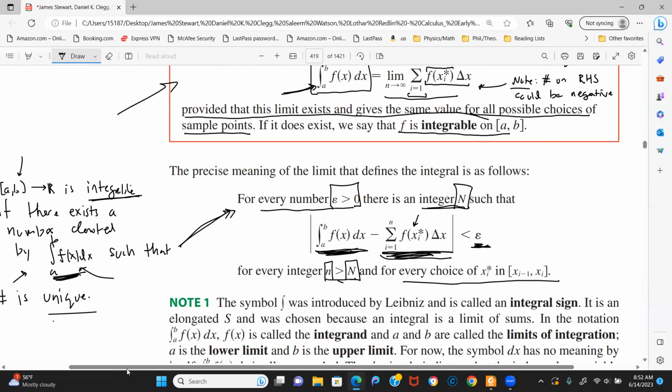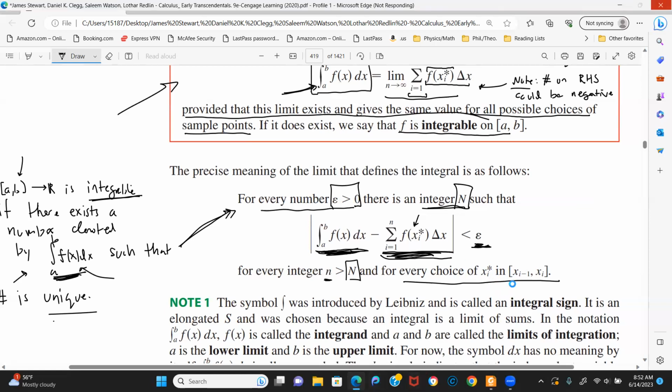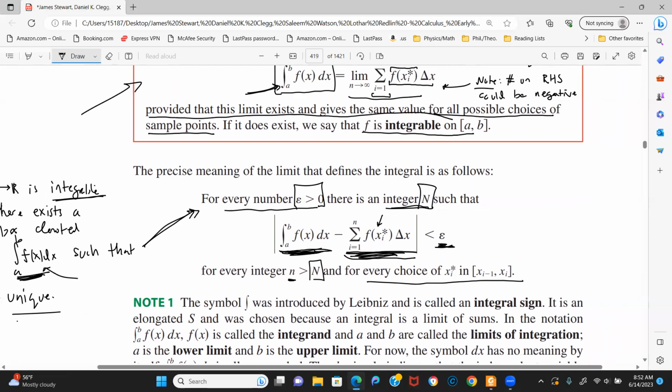And this has to hold for any partition where the number of subintervals in the partition n is bigger than that capital N. So you need at least that many subintervals, capital N, and then for every choice of points in the subintervals. And my computer's freezing now, which is unfortunate, even though I don't have any other windows open. All right, there we go.